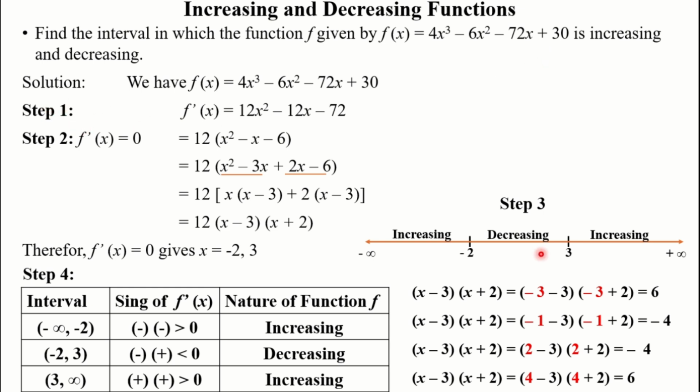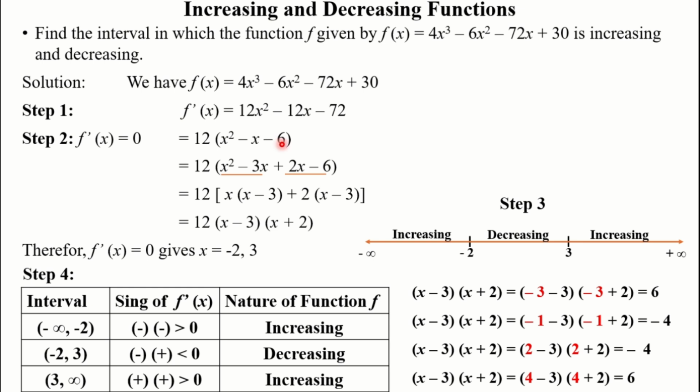Okay, there are 4 steps we have to follow for finding the interval in which function is increasing and decreasing. First step is we have to find out the derivative of the given function. Derivative of the given function is 12x square minus 12x minus 72. In second step, we have to put first derivative equal to 0. Here I have brought 12 outside to make this equation simple: 12 in bracket x square minus x minus 6.